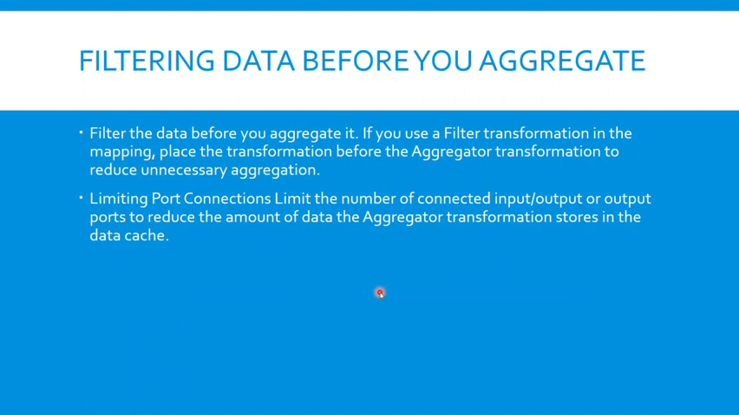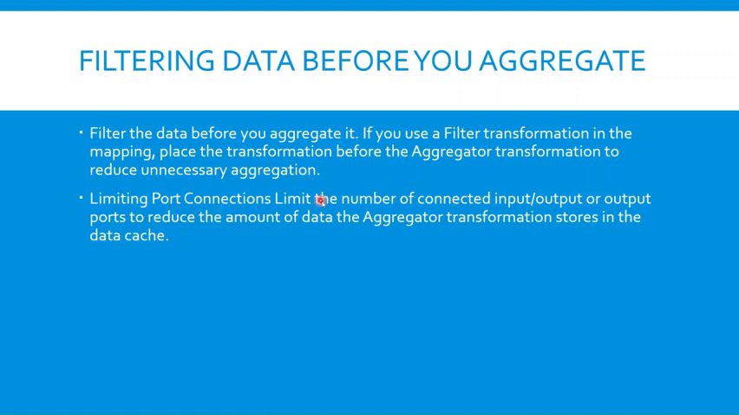Okay, now the next point is filtering data before you aggregate. Unnecessary data, as I explained in the previous slide: if the data is not required for your transformation or target, then you can filter out that data. So that's what we are suggesting, you can filter the data before you aggregate it. If you use a filter transformation in the mapping, place the transformation before the aggregator transformation to reduce unnecessary aggregation.